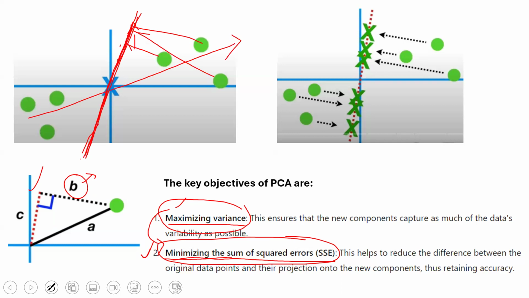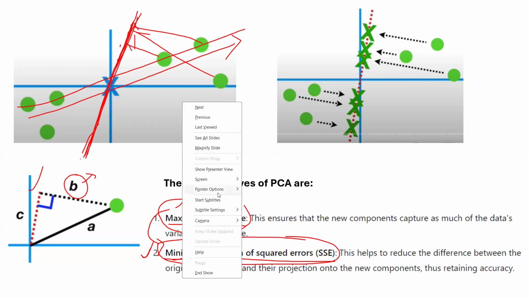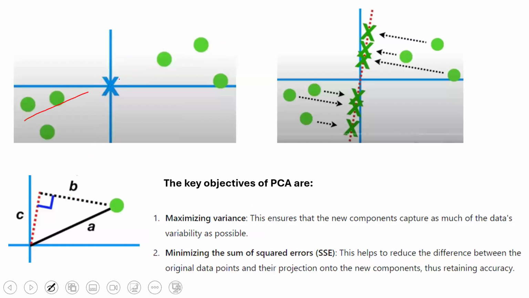If I have a single line where all the points are on that line, then I can say that is the best fitting line for those points, right? So that should be the ideal line. When you find an ideal line, the distance of the points to that line should be minimum, right?